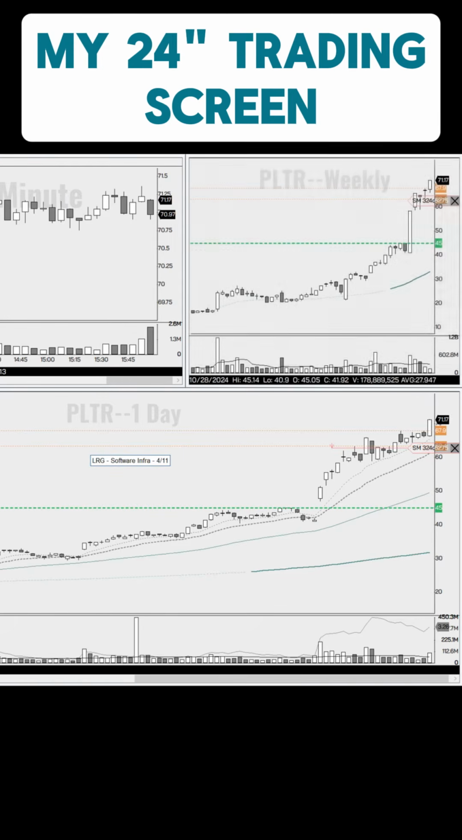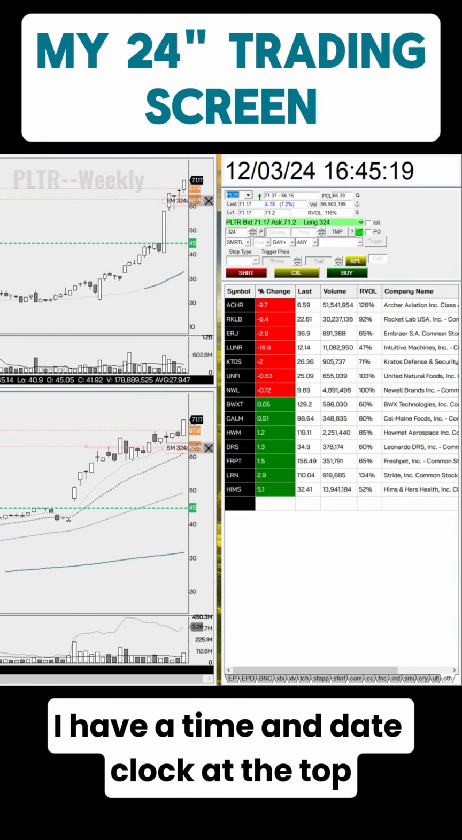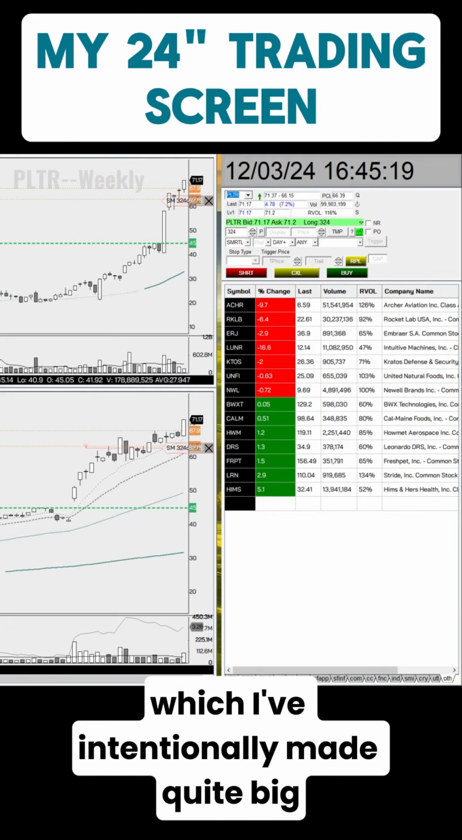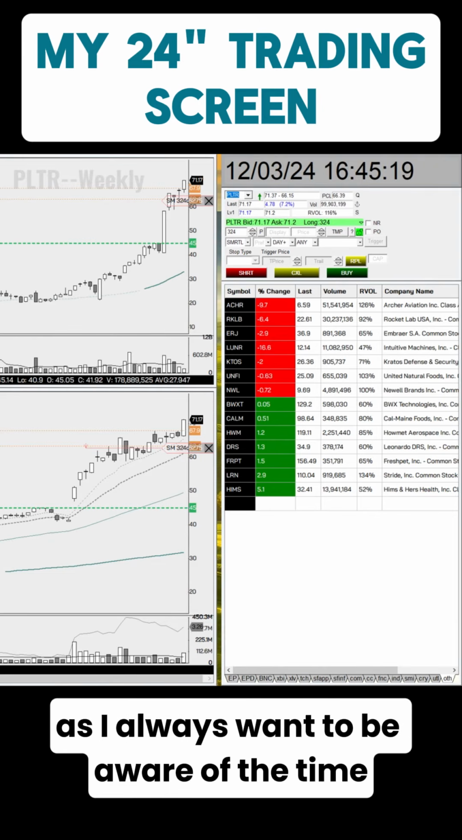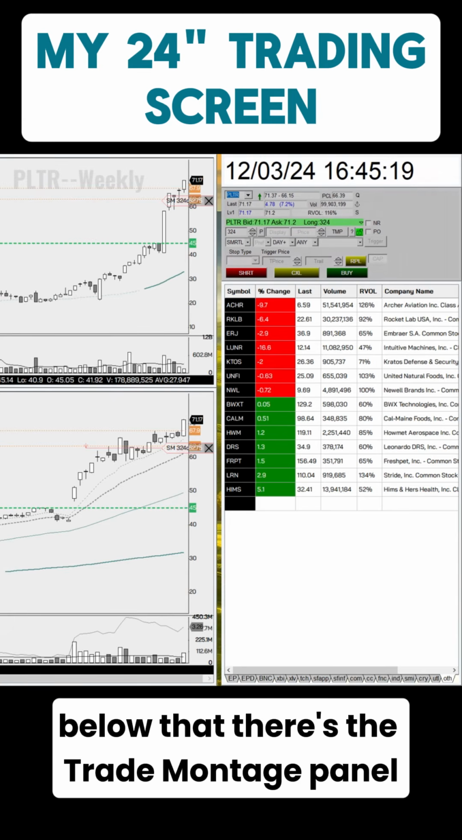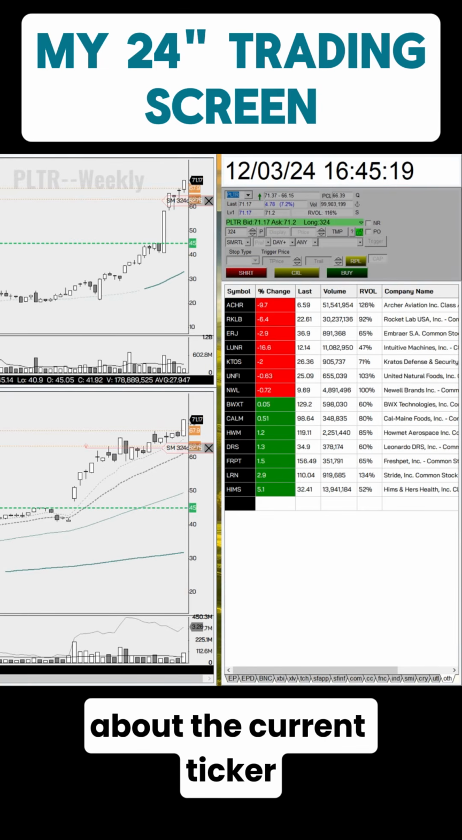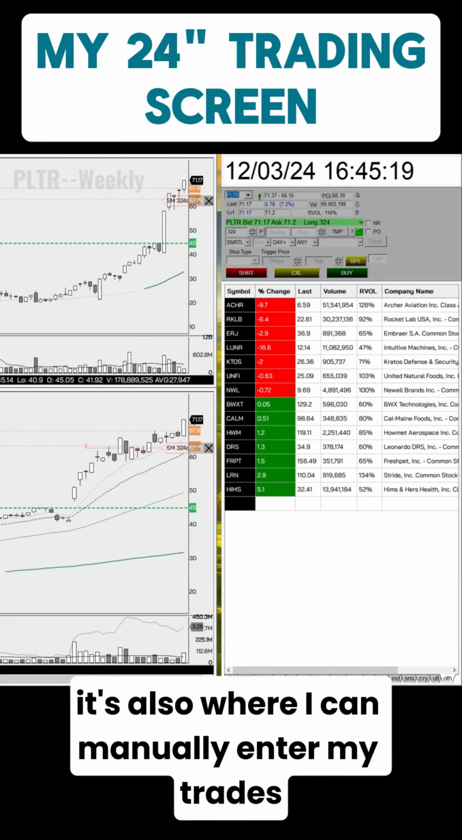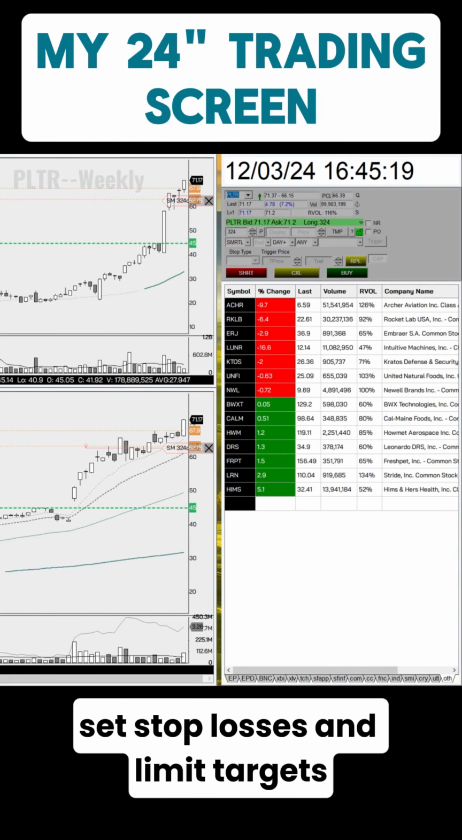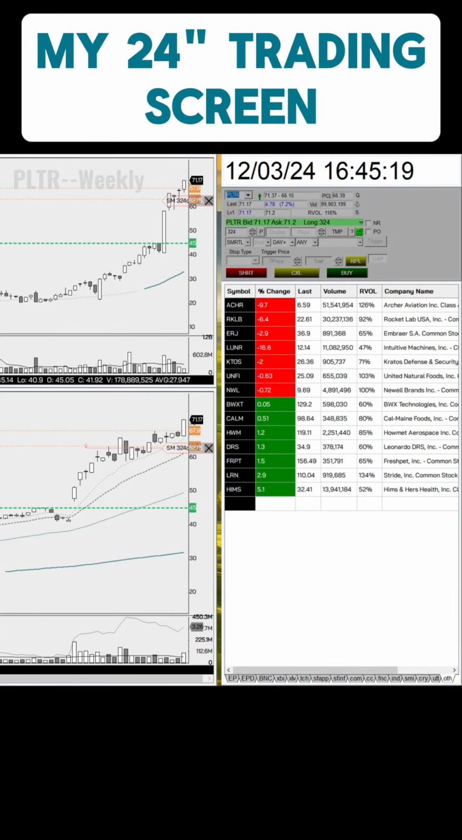To the right of these charts, I have a time and date clock at the top, which I've intentionally made quite big as I always want to be aware of the time. Below that, there's the trade montage panel, which displays various bits of information about the current ticker. It's also where I can manually enter my trades, set stop losses and limit targets.